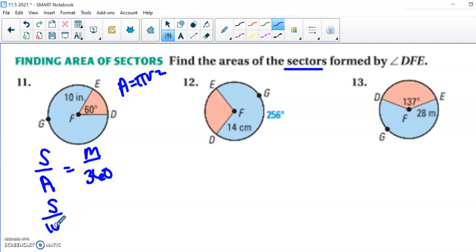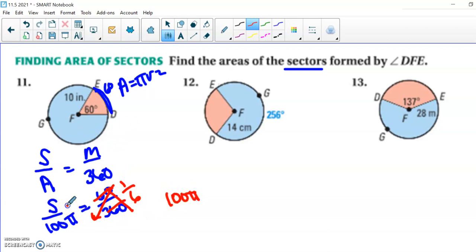So I'm just going to call that 100 pi, 10 squared times pi. They're telling us the measure of this, remember, is the same as the central angle, so it's 60 degrees. So it's 60 out of 360. If you want to make your math a little bit easier, you can simplify that. 6 goes into 6 once, 6 goes into 36 6 times, so we can change that 60 over 360 to 1 over 6. And then we're going to cross multiply. 1 times 100 pi gives us 100 pi. And S times 6 gives us 6S.